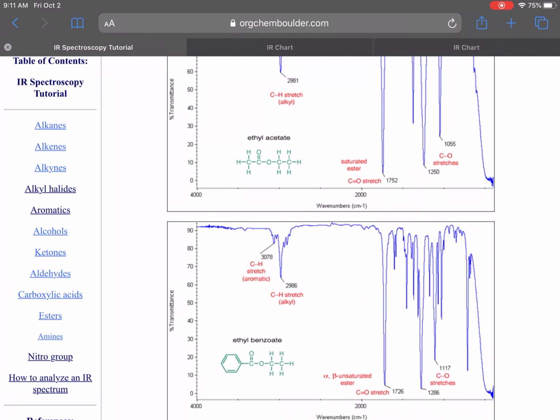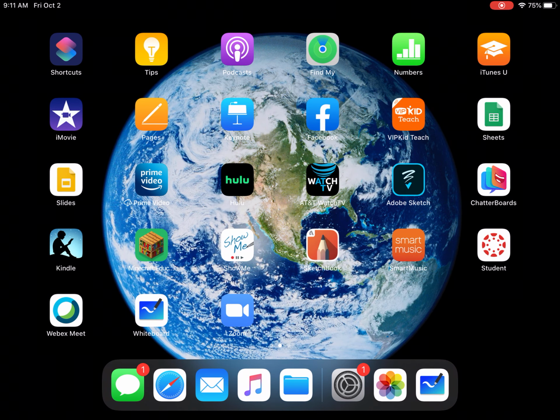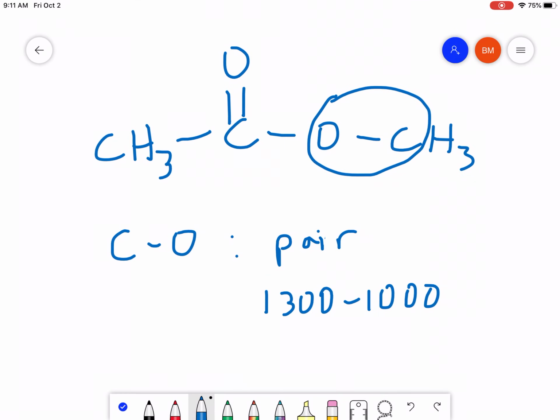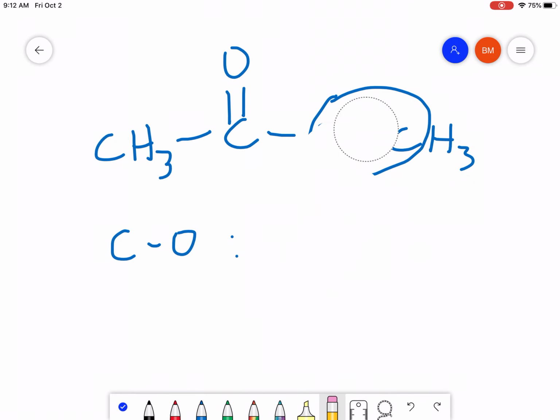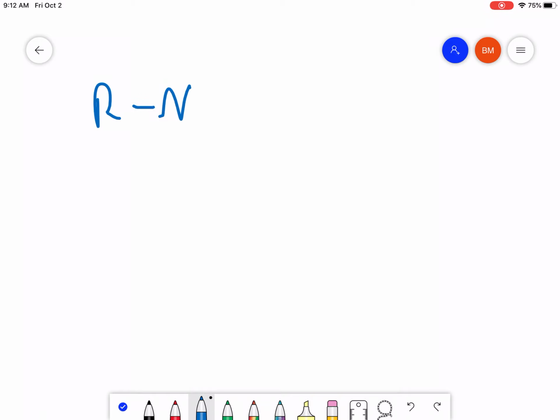Let's take a look at amines. Amines are going to be very similar to amides. They're going to have carbon-nitrogen single bonds. The only difference is they don't have any carbonyls. And just like we've seen before, we can have primary amines, excuse me.